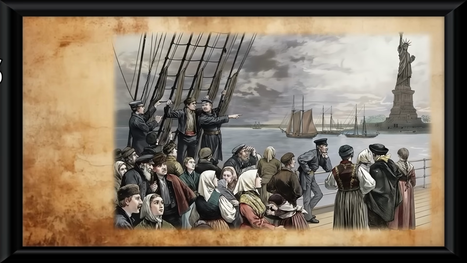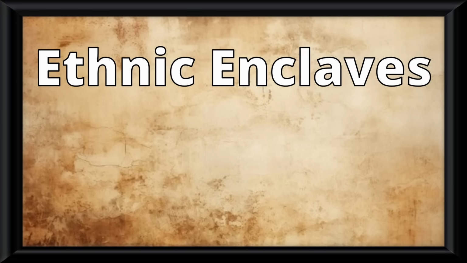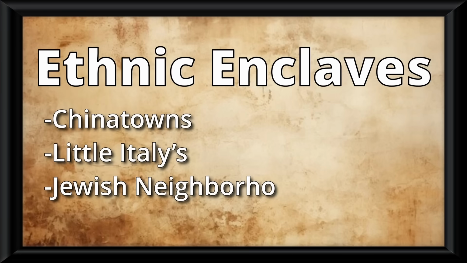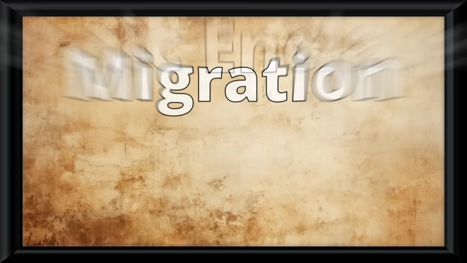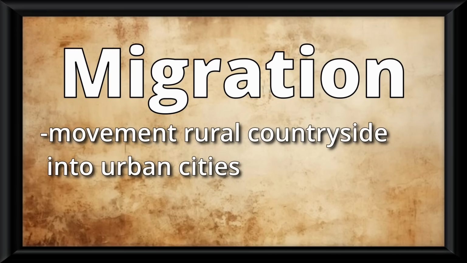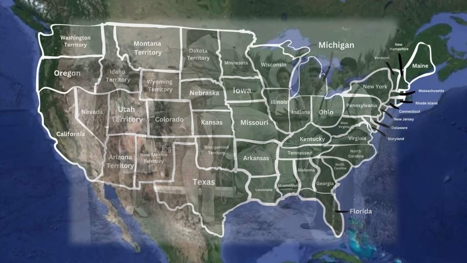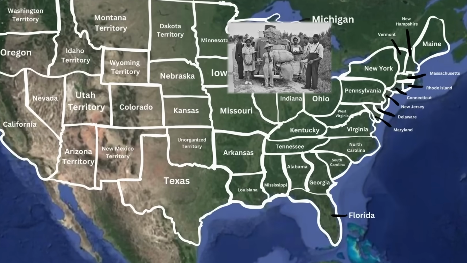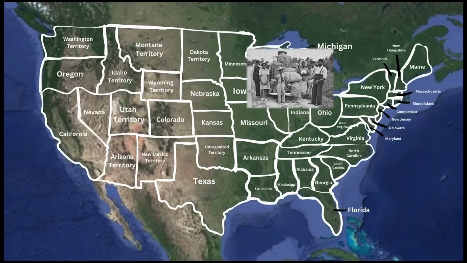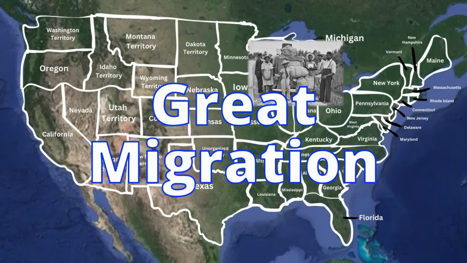Anyway, the outcome of all of this immigration is the formation of lots of ethnic enclaves. This era is the pure reason why there are things like Chinatowns, Little Italies, Jewish neighborhoods, and much more ethnic areas around the US. We also see a lot of internal migration in this time period as well. For example, you have lots of people from the rural countryside moving into urban cities. And finally, a bunch of African Americans are moving out of the South. This would set the stage for something later known as the Great Migration.